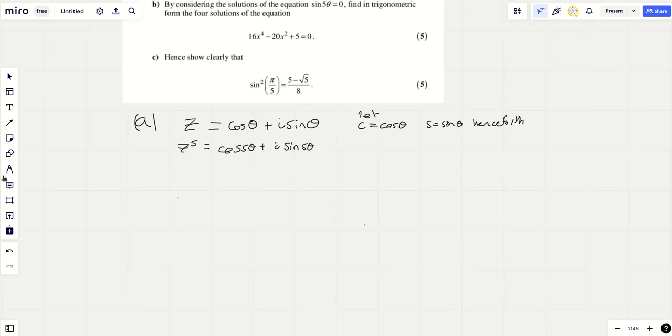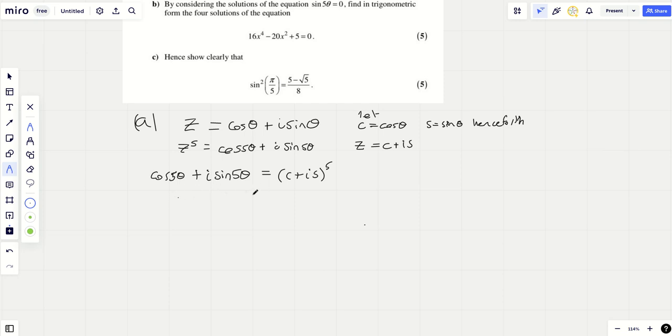Okay, because what we could do then is point out that cos 5 theta plus i sine 5 theta must equal z to the power of 5, but z is c plus is now. It's dangerous having 5 theta and s in the same question. So I could just do c plus is on this side to the power of 5. Now you've done loads of questions in a textbook like this. We're going to have to do our binomial expansion, and you want to be confident with this.